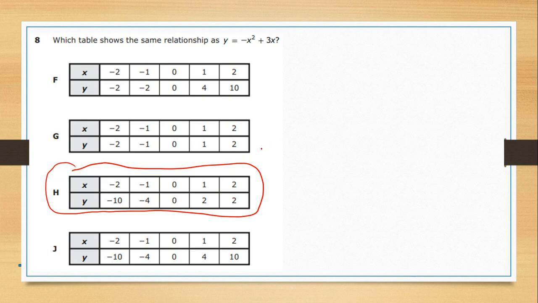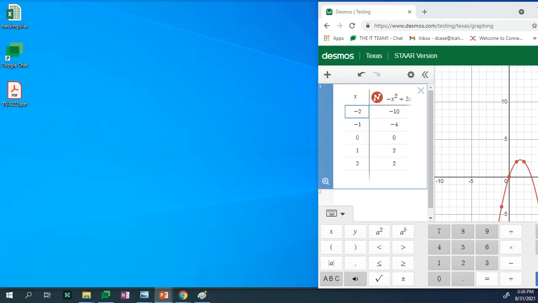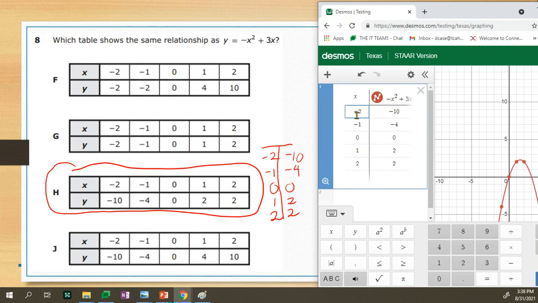And probably for a homework session, that will probably be good enough. But since we're taking kind of a high stakes test, I would suggest that you go ahead and take one moment and rewrite your T-chart up and down to be sure it really is an exact match for what we had on the Desmos. And then we'll bring Desmos in. And look again, negative 2, 10, negative 1, negative 4, 0, 0, 1, 2, 2, 2. It's correct. H is the correct answer.